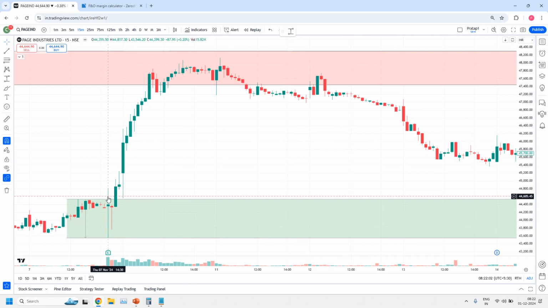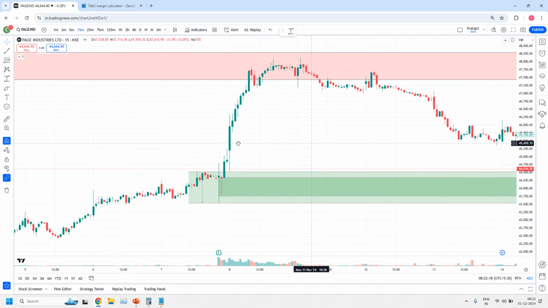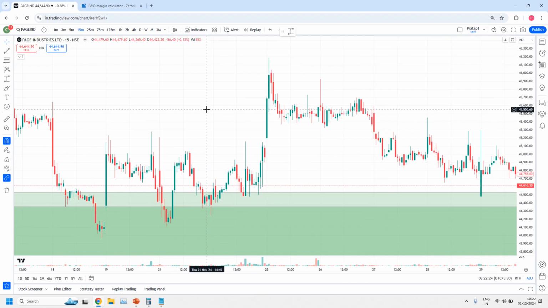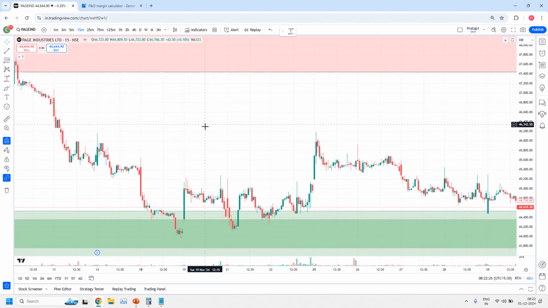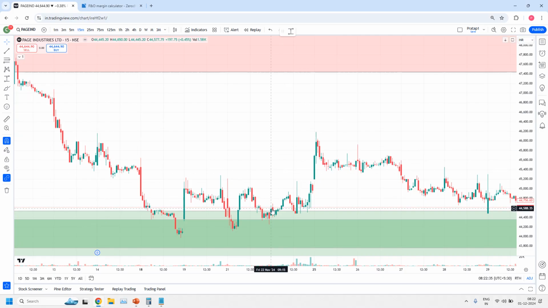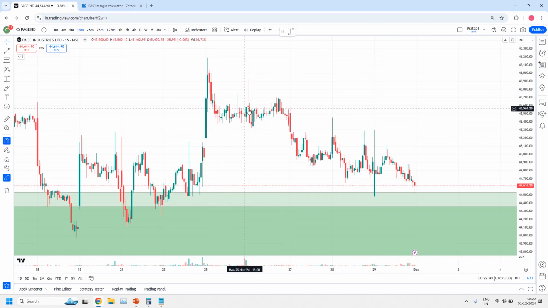Here you have a failed ERC base rally. So this is the 15-minute zone. Okay, first of all, our software report is generated on 26th. So 26th means somewhere here.